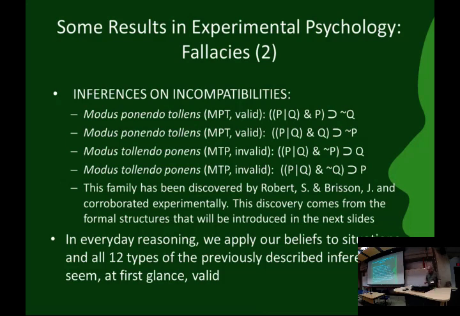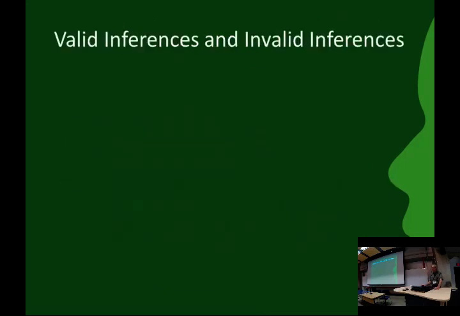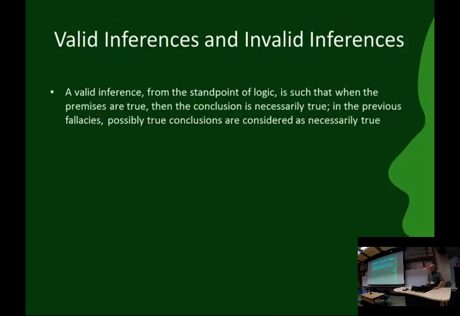So we happen to apply our beliefs to situations, and all 12 types of the previously described inferences, the four on incompatibilities, the four on conditionals, and the four on disjunction, we have a tendency at first glance to consider them as valid. Okay, so we're not that logically competent in everyday life. And a valid inference from the standpoint of logic is such that when the premises are true, then the conclusion is necessarily true. In the previous fallacies, possibly true conclusions are considered by us as necessarily true, and that's the logical errors that we make.